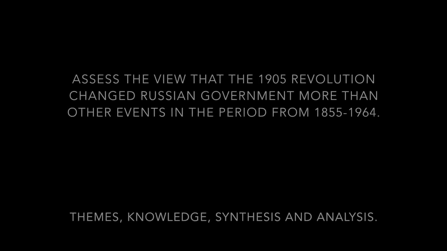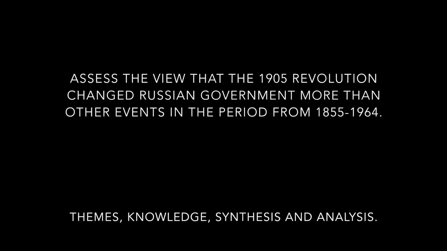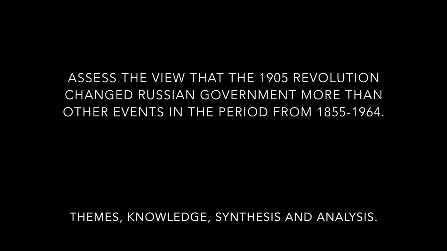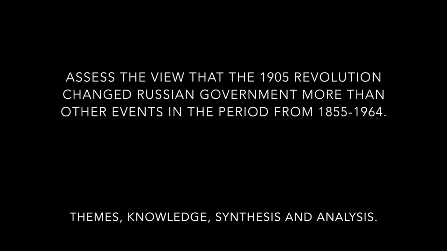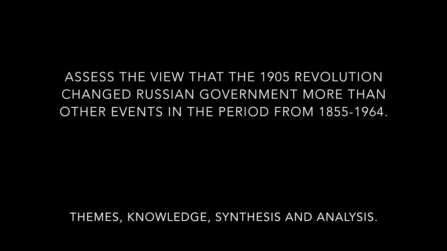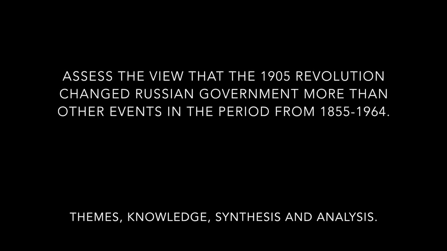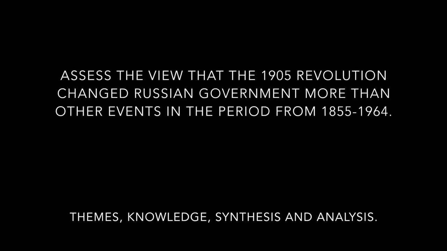In terms of structure, the 1905 revolution forced a significant change in the structure of Russian government, but much remained the same, and this cannot be said for the events of February 1917, which brought in a completely unique government structure for the period 1855 to 1964, because power rested in the hands of a number of people rather than just a small minority.